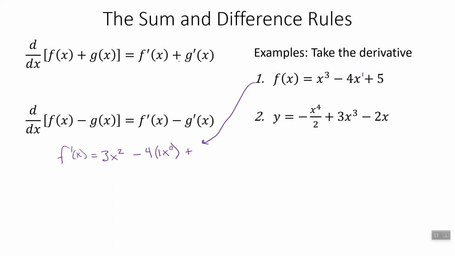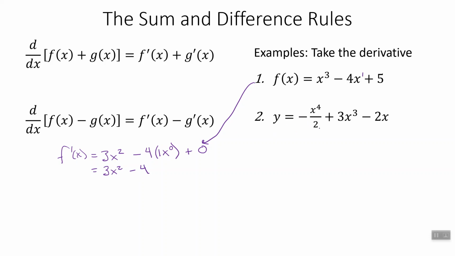Plus, now we're using the sum rule. The derivative of 5 is 0, because 5 is just a constant. So we simplify this and get 3x squared minus 4, because x to the 0 is just 1, so 4 times 1 is just 4. So there's that one. If you want to go straight to this answer when you're taking the derivative, you can. That's fine.